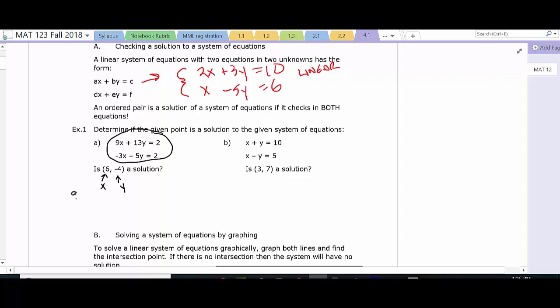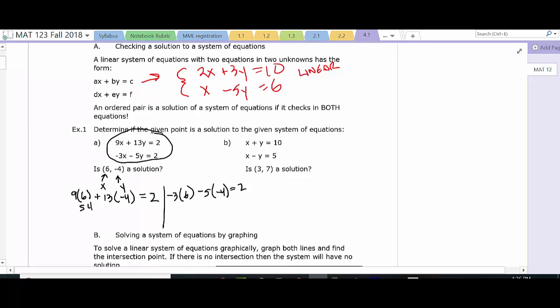So I'm going to take the first equation, 9x, but I'm going to replace x with 6. Then I've got 13y, so replace the y with negative 4, and we're going to see if that's equal to 2. Then we plug it into the second equation: negative 3 times 6 minus 5 times negative 4. We'll see if that's 2. You just plug into both equations, and it has to work in both in order for it to be a solution. Well, you work out the arithmetic.